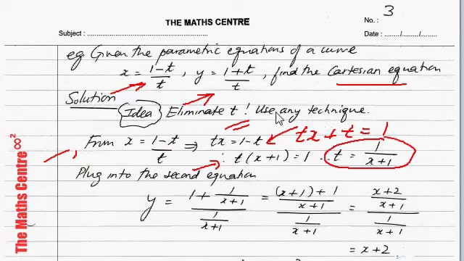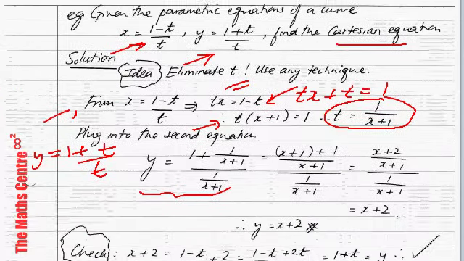So what have I done? I've taken one of the equations and written t as the subject. So t equals 1 over (x plus 1). All I have to do is plug into the second equation. The second equation is y equals (1 plus t) over t. So where you see t on the right hand side, plug in 1 over (x plus 1), and that's what I've done here for you. Now you have to be careful. Do the algebra slowly. Don't make any mistakes.